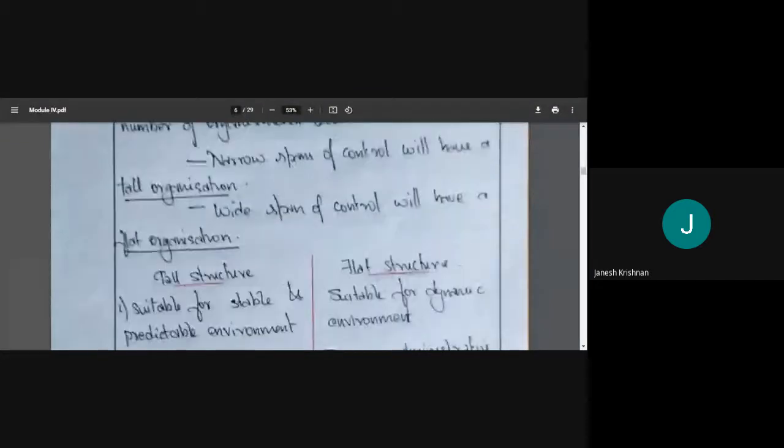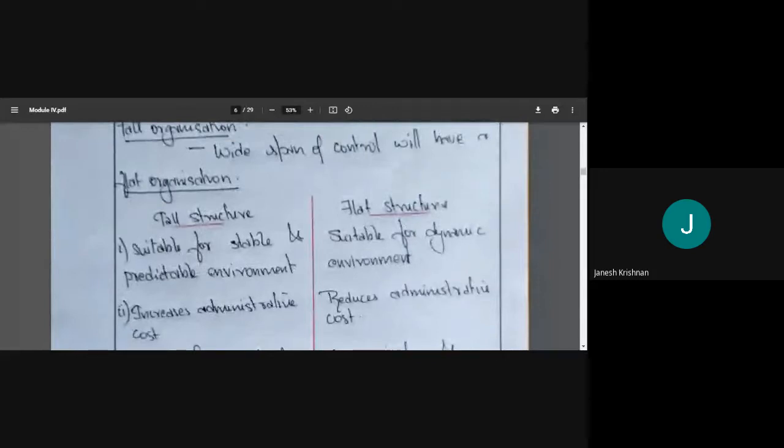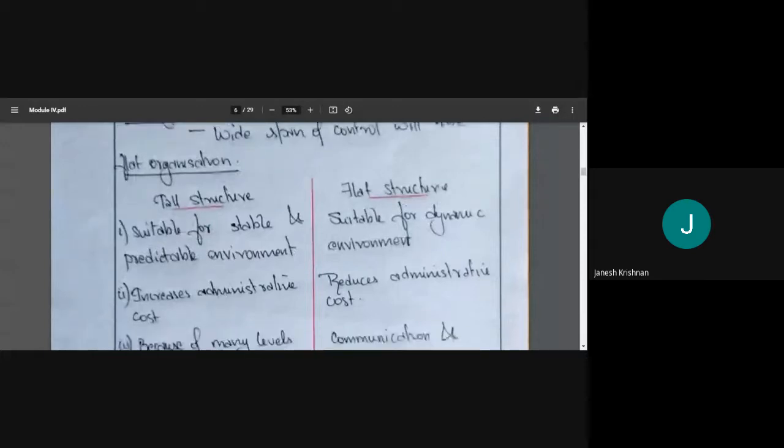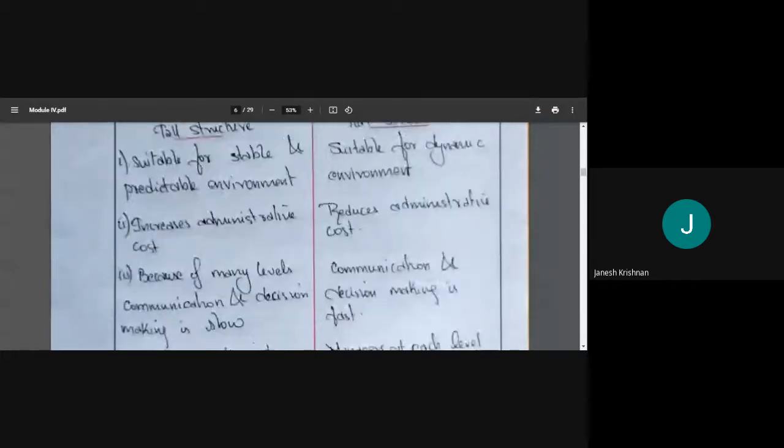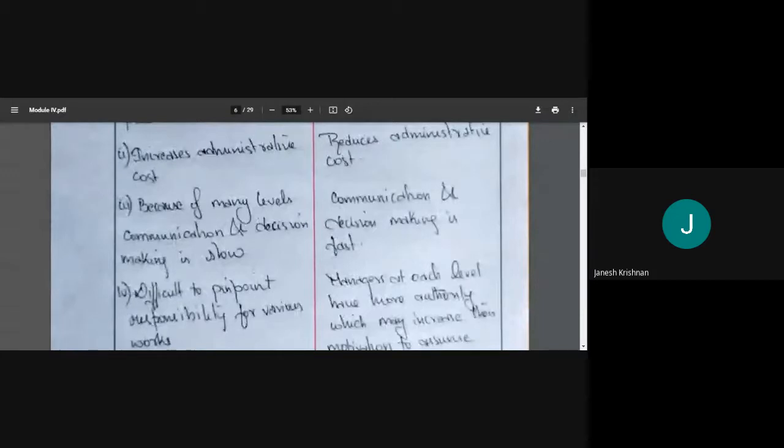And what are the differences between them? Tall structure is suitable for a stable and predictable environment because there are so many levels. Flat structure is suitable for a dynamic environment. In a tall structure, because the levels are more, you need more people, so the administrative cost will be more, and in flat it will be low. In tall, there are many levels of communication, so decision making will be slow because too many people may get involved in the decision making process. But in flat, communication and decision making is fast.